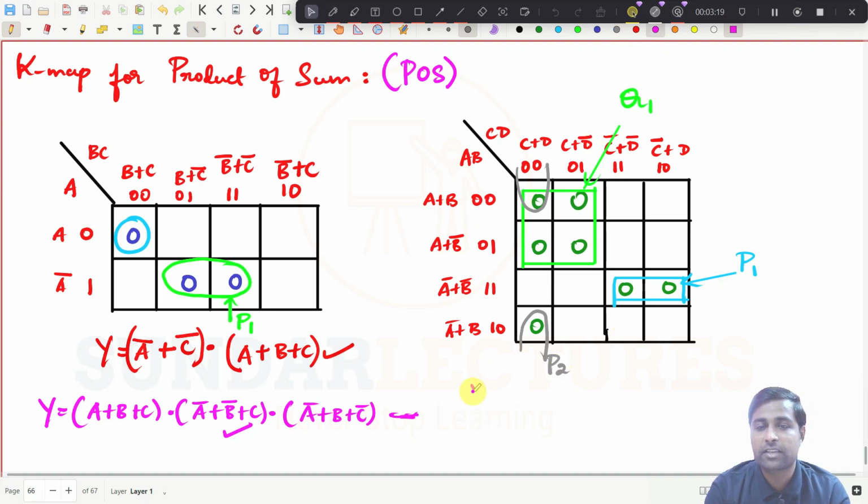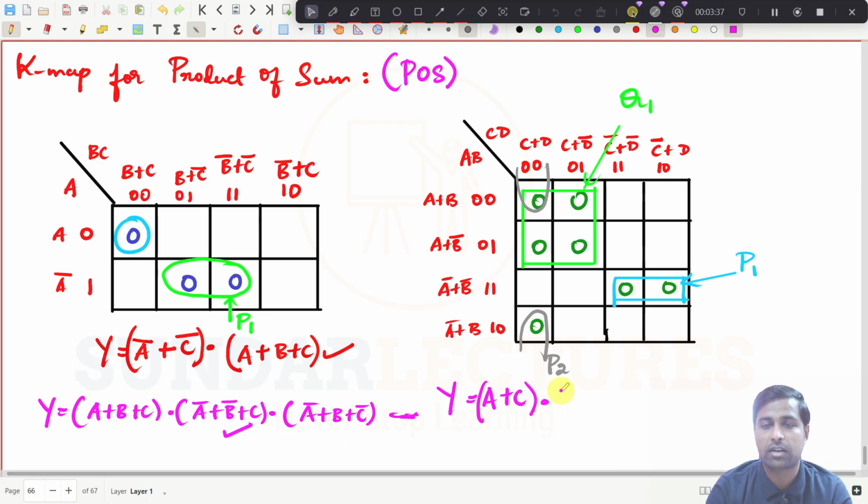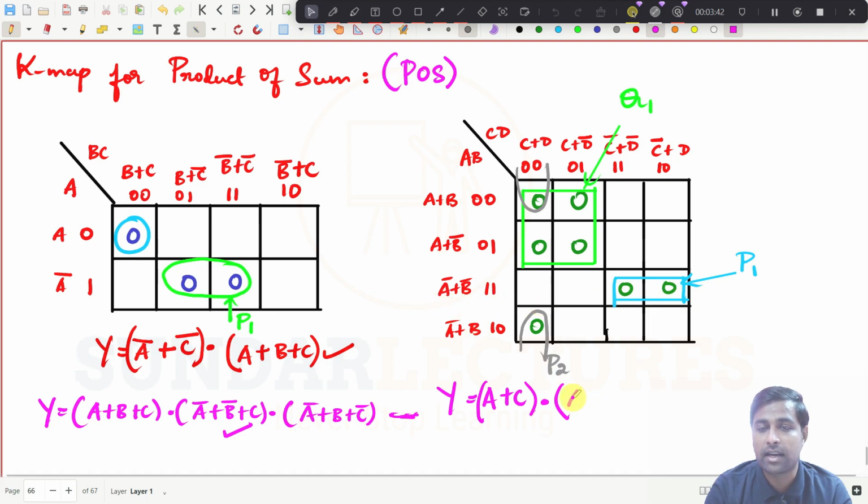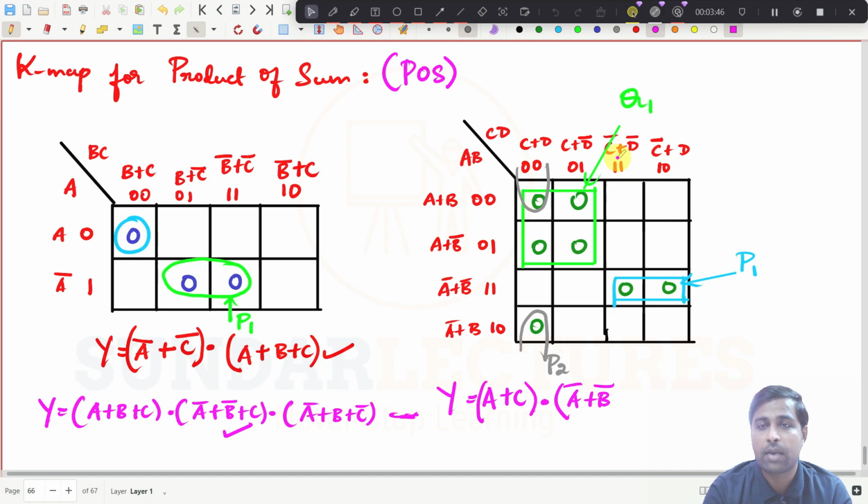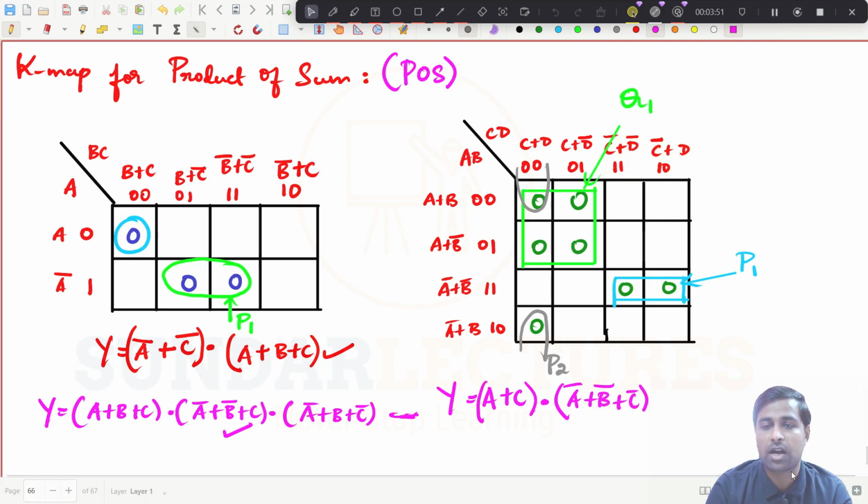So how can you write the expression? Simply, y is equal to, for this quad, what is the common term in these two? A is the common term, so put A in bracket, put A, and what is the common term in these two? C, right? So put plus C. That's all. This term has been completed. For this I have to put a dot now and open a bracket. For this pair, straight away you can write A bar plus B bar. And what is the common term in these two? C bar. So put plus C bar. That's all.